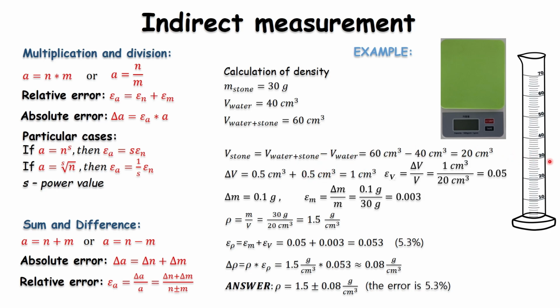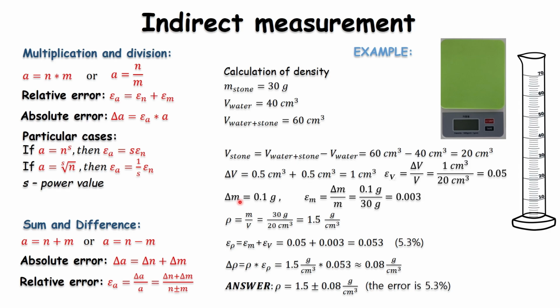Since we use the same graduated cylinder for both cases, the total absolute error would be 1 cubic centimeter. And to calculate the relative error, we are going to use this equation. We simply divide the absolute error by the volume of the stones. So it will be 0.05.